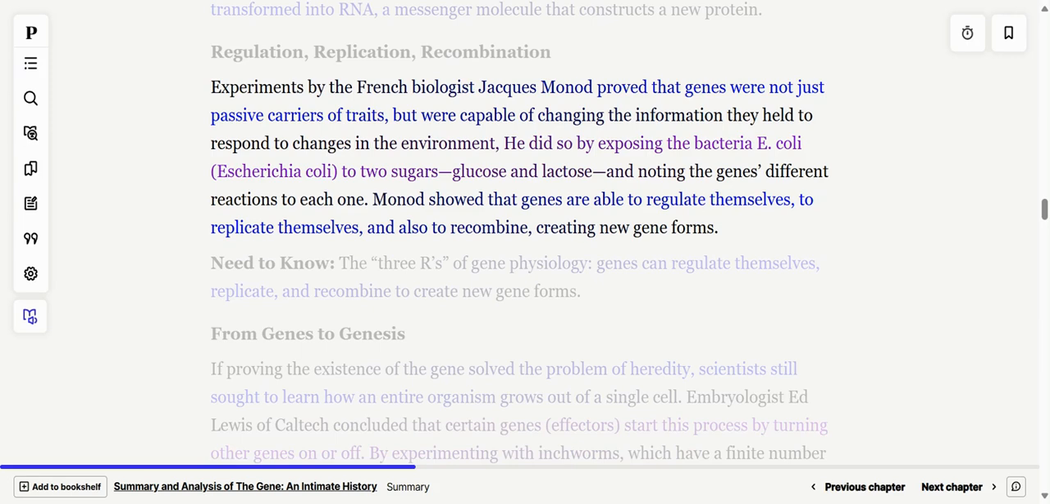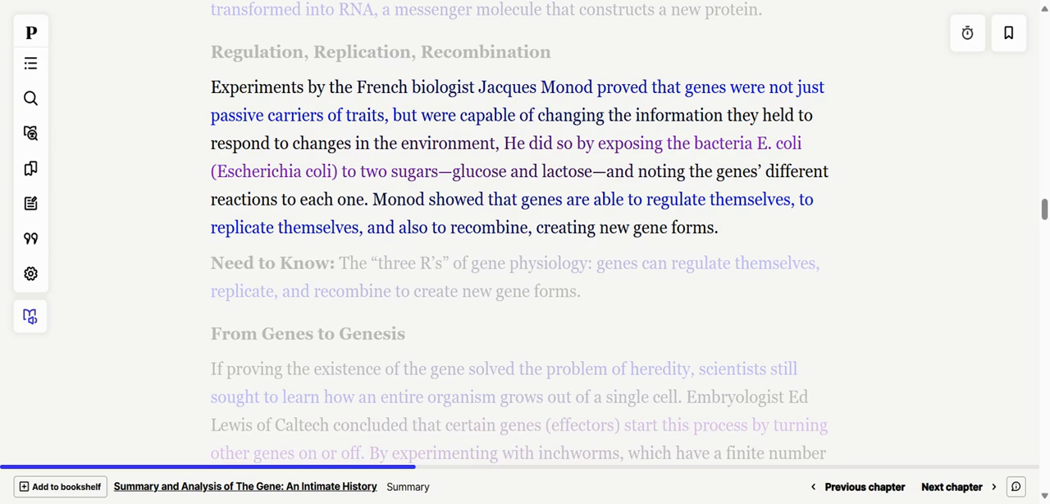Need to know: the 3 R's of gene physiology: genes can regulate themselves, replicate, and recombine to create new gene forms. From genes to genesis. If proving the existence of the gene solved the problem of heredity, scientists still sought to learn how an entire organism grows out of a single cell.